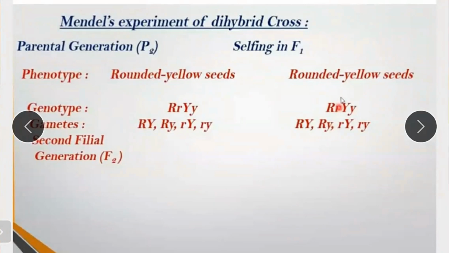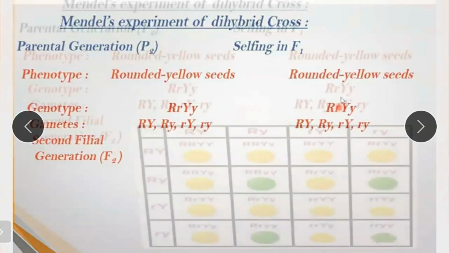So the offspring obtained through such a cross is called a dihybrid. So the plants with RrYy produce 4 kinds of combinations of gametes. That is, both capital R and Y, one capital and one small, one small and one capital, and one with both small. Okay, from the round yellow seeds, what have we seen? Here also the same. So 4 gametes we have seen here. So when we form a Punnett square, what do we observe?